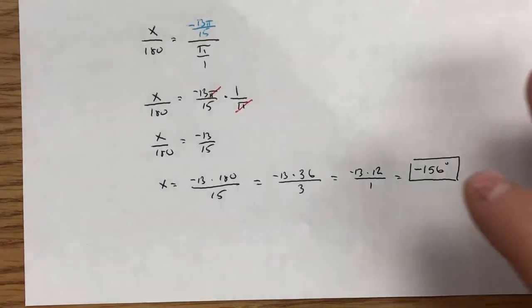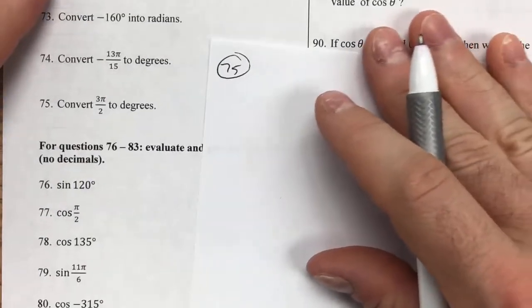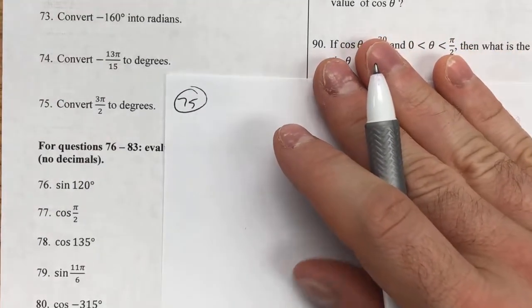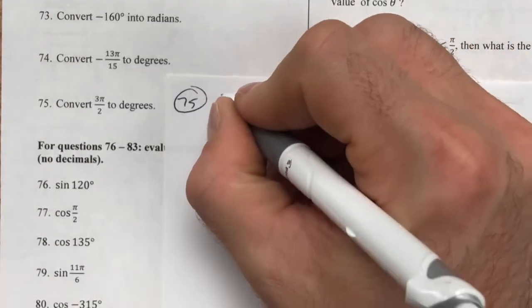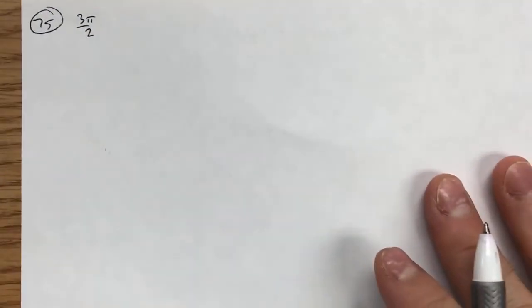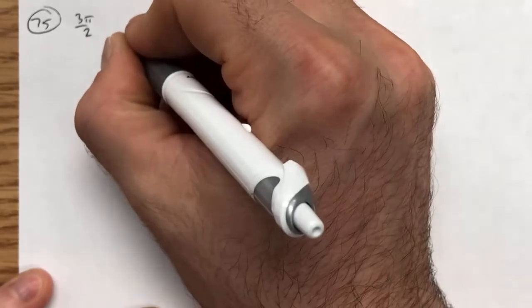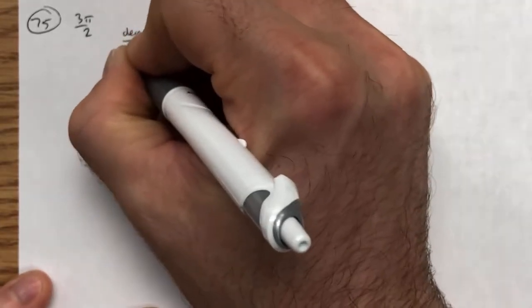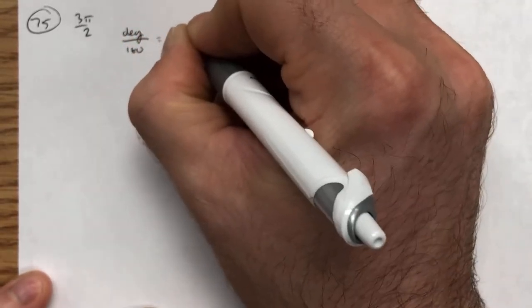Perfect. So that was number 74. Let's take a quick look at number 75. Okay. Number 75 says convert 3 pi over 2 to degrees. This one actually looks a little easier. So 3 pi over 2, we want to convert that into degrees. So I'm going to fill out my same general formula. Degrees over 180 is equal to some unknown number of radians over pi.